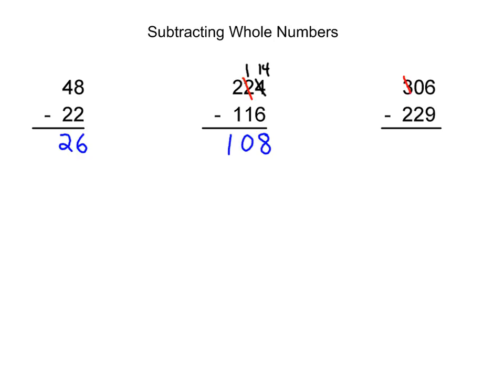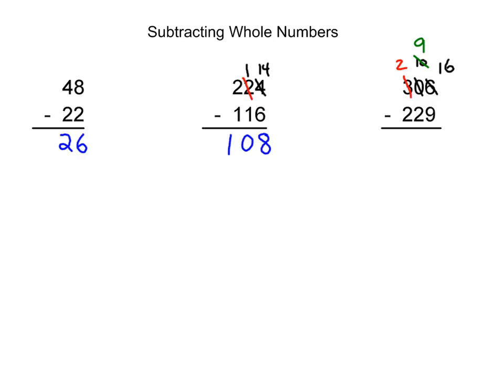So we borrow 1 from the 3, and it becomes 2. That lets us add 10 to the middle column, so it becomes 10. But now we need to borrow 1 from the middle column, so that 10 becomes a 9. Then we add 10 to the third column, and it becomes 16. Now in every one of the columns we can perform the subtractions.